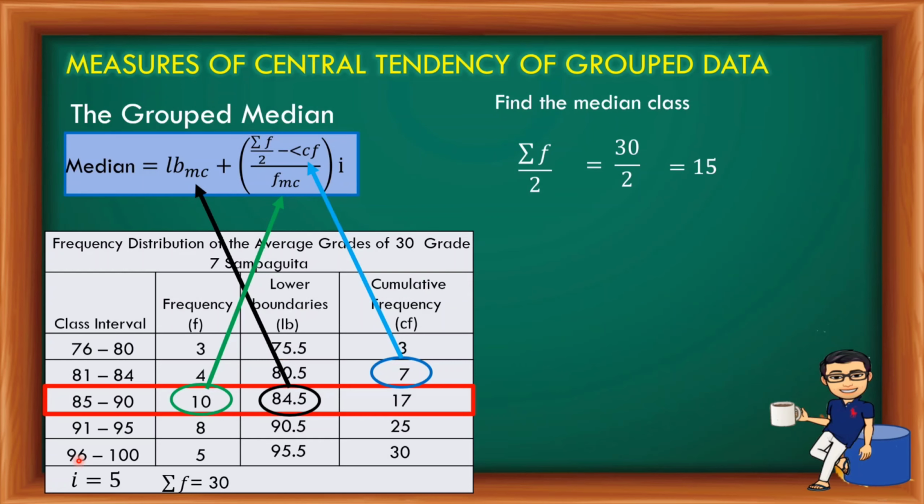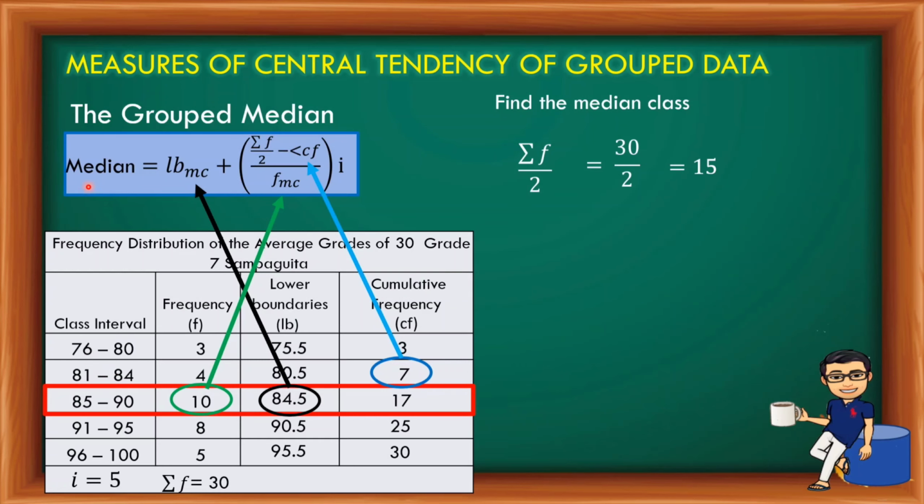Ibig sabihin mula 96 to 100, ilan ang interval? 96, 97, 98, 99, 100. So 5. So interval nila ay 5. Dito rin yung 91 to 95, 5 din yan. 85 to 90, 81 to 84, 76 to 80. Dapat pare-parehas naman yan lagi. So ang interval natin ay 5.